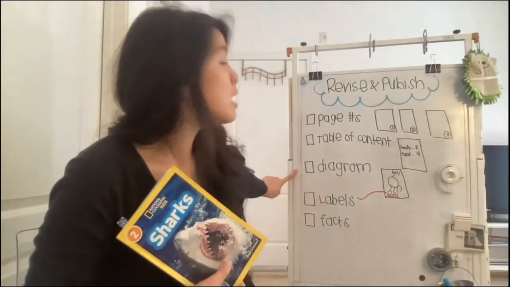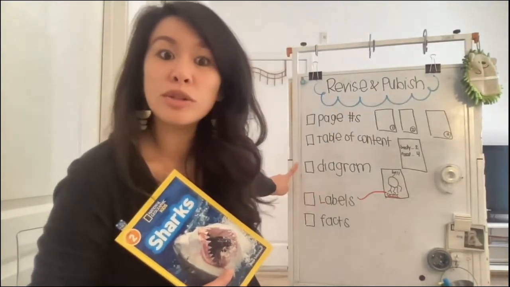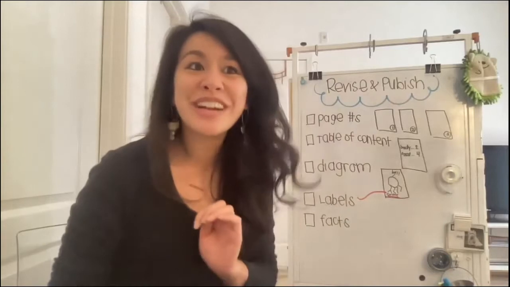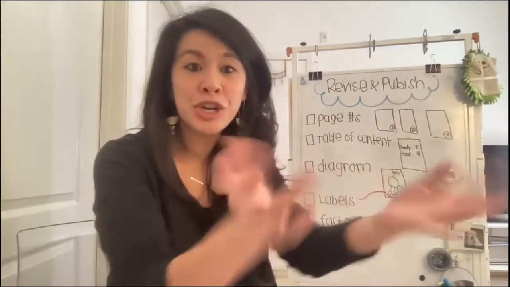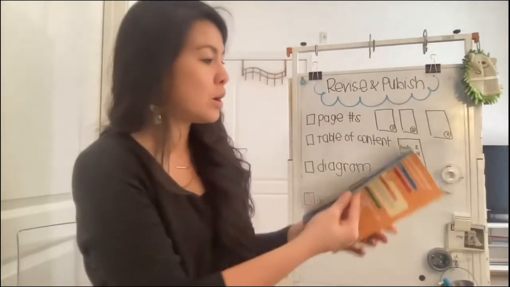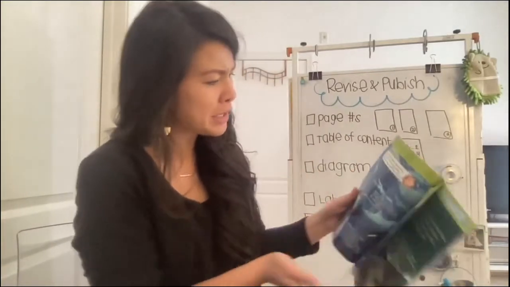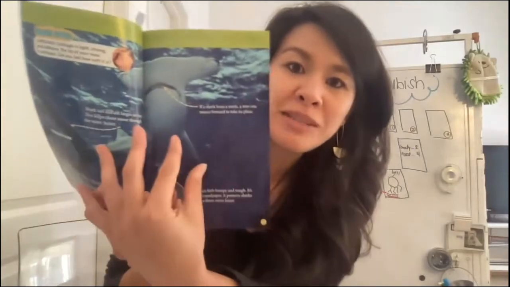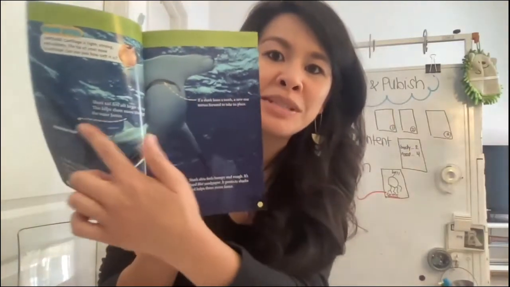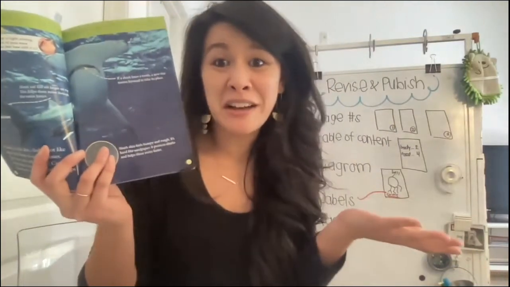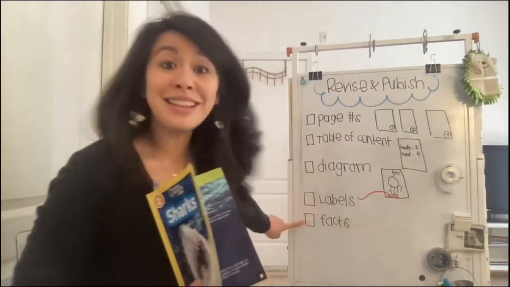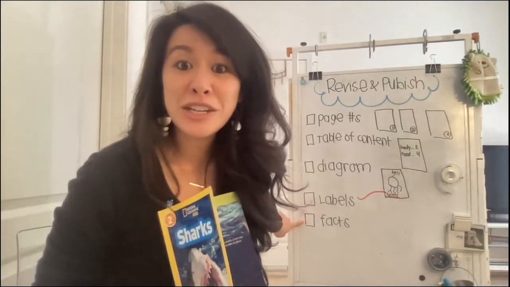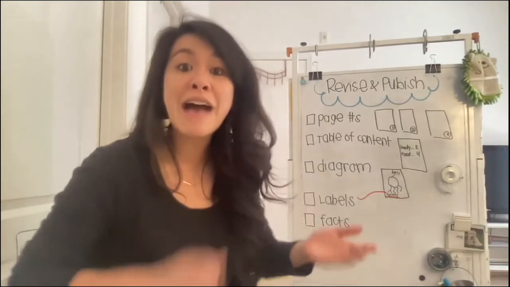Now, in nonfiction informative books, there's also something called a diagram. Remember what that was? Yeah, it's a zoomed in picture with labels. Just like in this book, here's a diagram. It's a zoomed in picture of the shark with labels that tell the readers the different parts of this shark. I also put labels, and the last thing is nonfiction informative books always have facts.